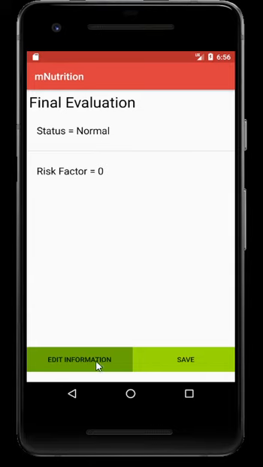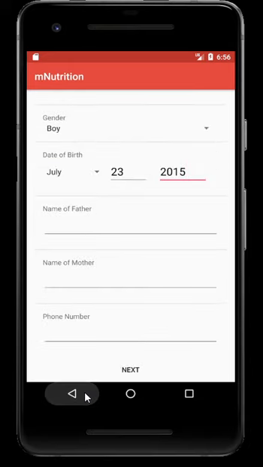This information can either then be edited or saved in a database for future use. And those are the features of the app.